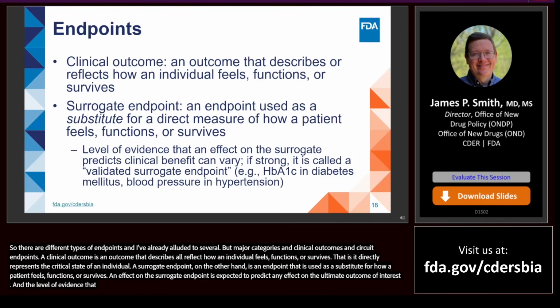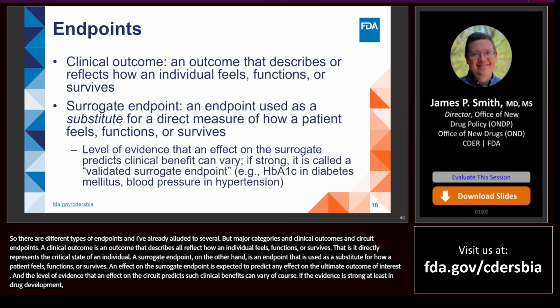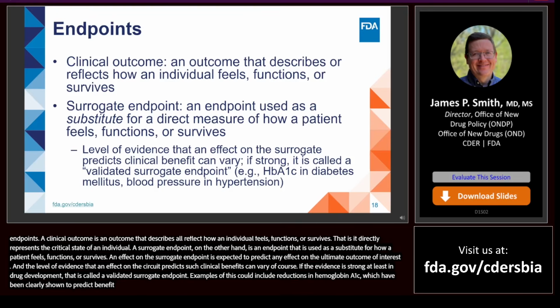Examples of this could include reductions in hemoglobin A1C, which have been clearly shown to predict benefit with respect to microvascular complications in diabetes, or reductions in blood pressure, which reduce the risk of certain adverse cardiovascular events, such as stroke, among patients with hypertension.